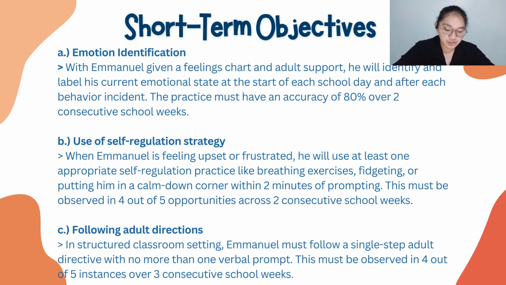Next is following adult directions. In structured classroom setting, Emmanuel must follow a single-step adult directive with no more than 1 verbal prompt. And this must be observed in 4 out of 5 instances over 3 consecutive school weeks. So kapag may nagbibigay yung teacher or adult ng instructions sa kanya, parang one time pa lang is kaya niya nang masunod yung instruction.